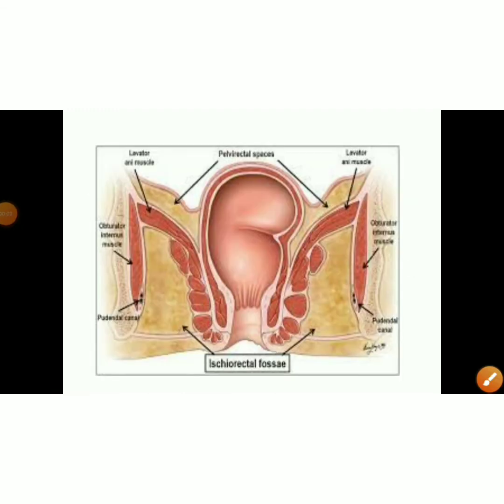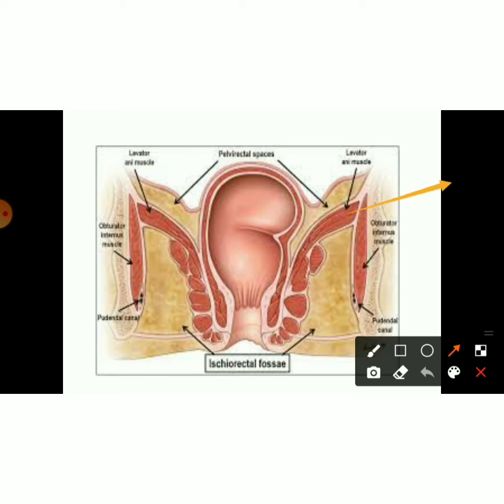So, this is the picture of ischiorectal fossa. Here you can see the levator ani muscle. This is the levator ani muscle. This is the ischiorectal fossa. Okay. So, if there is any abnormal opening, if the levator ani fails to arise from the obturator fascia. So, this is the obturator fascia.